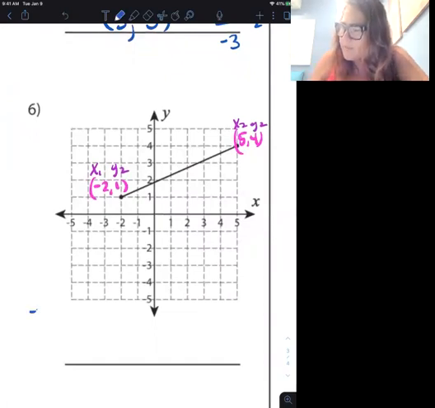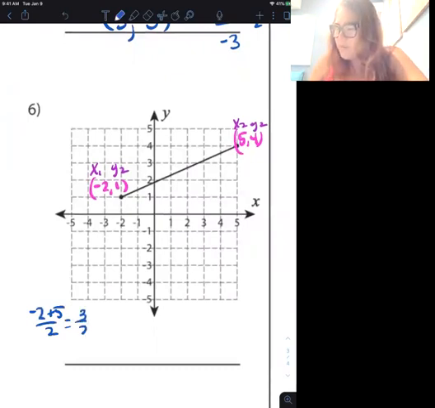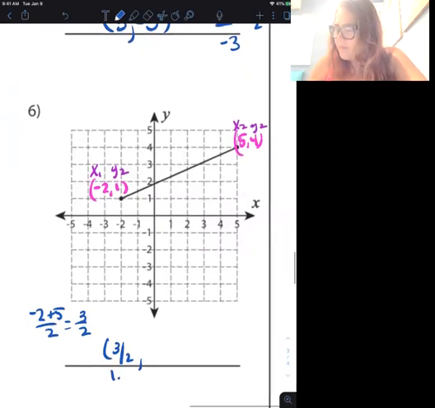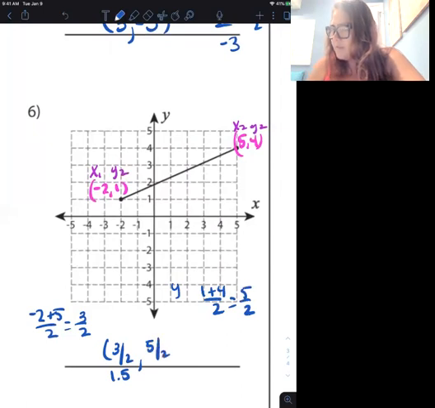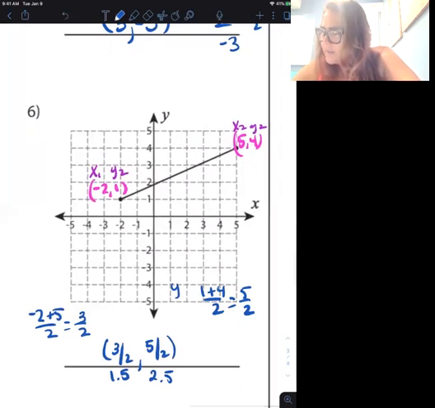So I've got -2 plus 5 divided by 2, which gives me +3/2. So my x value is 3/2. If you wrote that as 1.5, that's all right too. Let's find the y's. The y's are going to be 1 plus 4 divided by 2, which equals 5/2. So 3/2, 5/2, that's also 2.5. So look at that on your graph where you have 1.5 and 2.5. So it's going to be about right here. Right about there is where your midpoint's going to be.